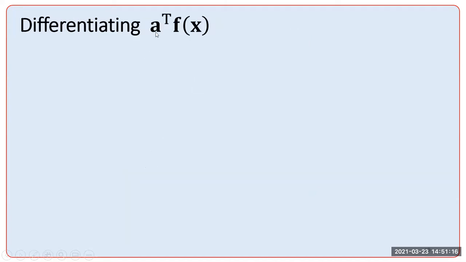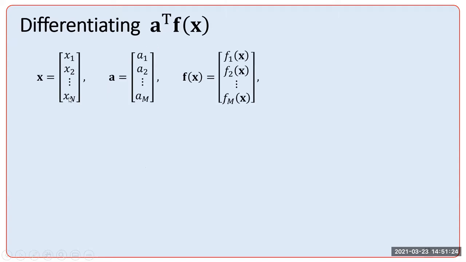Now, how do we differentiate A transpose f of x, where A is a constant vector? So x is n-dimensional. A is m-dimensional, and so is f of x. So these are both m-dimensional, and this x is of a different number of dimensions, n. A transpose f of x is the summation, i equals 1 through m, of a_i f_i of x.